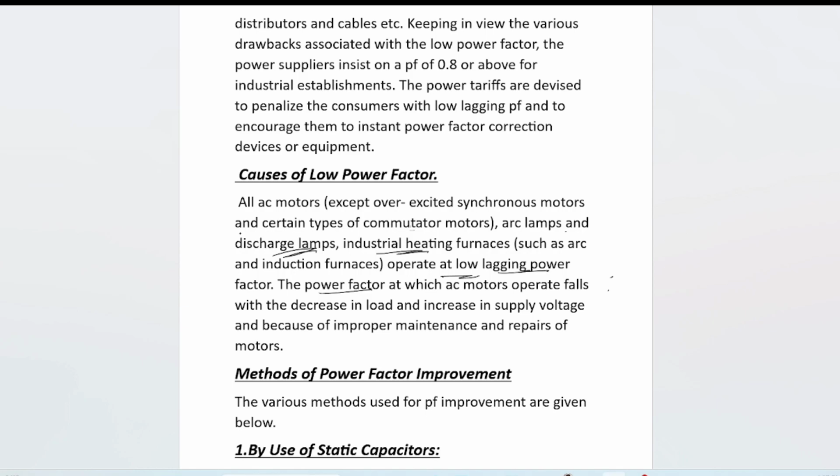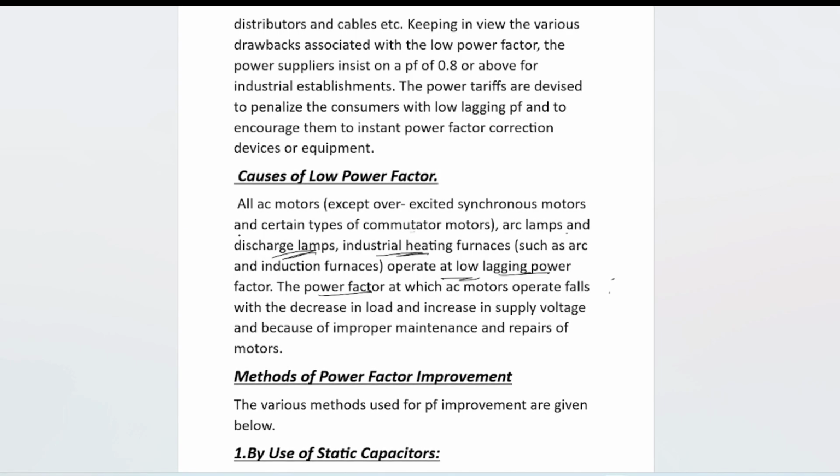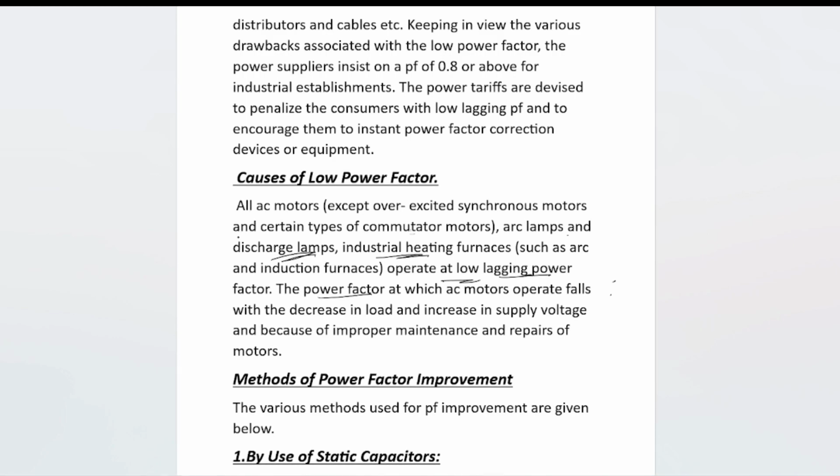The power factor at which an AC motor operates falls with a decrease in load and an increase in supply voltage, and because of improper maintenance and repair of motors. These are all the reasons for low power factor in industrial and domestic areas.